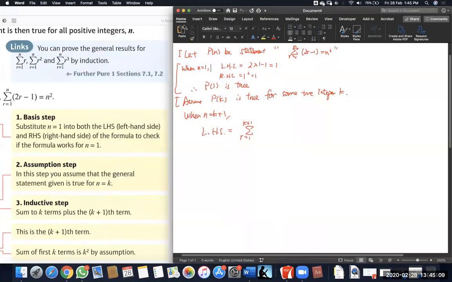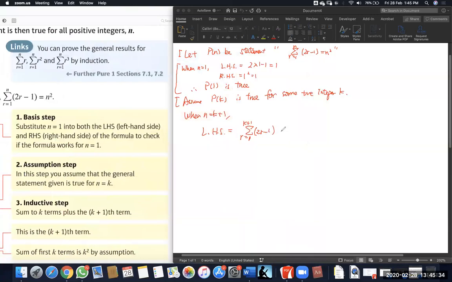And it needs to be a positive integer, or at least an integer. Yeah, it needs to be an integer for mathematical induction. It can't prove some formula for all real numbers. So all the question is talking about integers. So you replace n by n plus 1 here, okay?